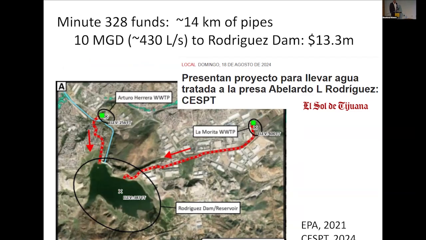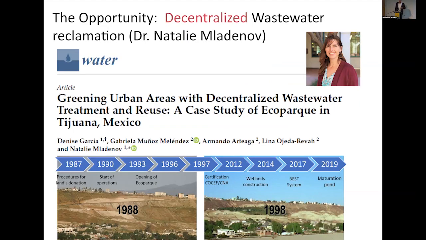Especially those from CESP who have helped study this as an alternative. Another opportunity is decentralized wastewater treatment plants. So not just at the 2 big treatment plants, but in the neighborhoods that don't have sewage collection. There's an opportunity to turn some of the wastewater into a resource for wetlands, for vegetation, for cleaner water.